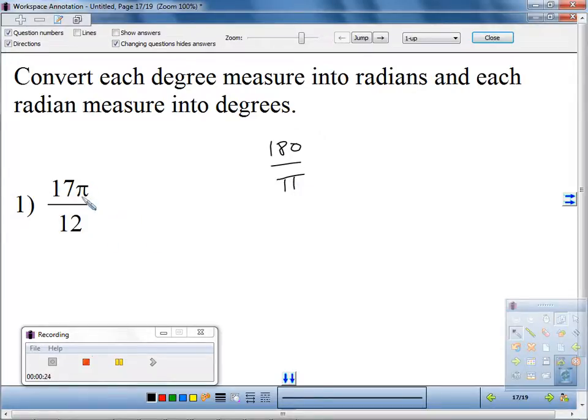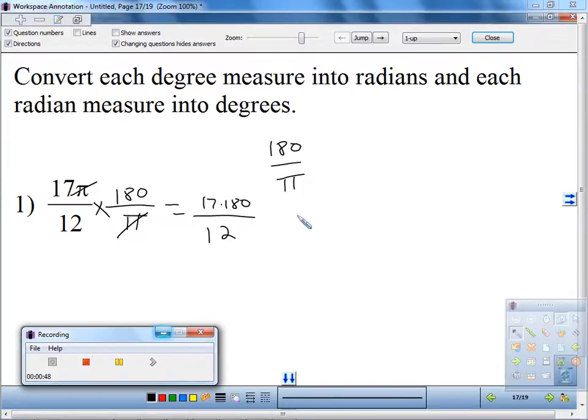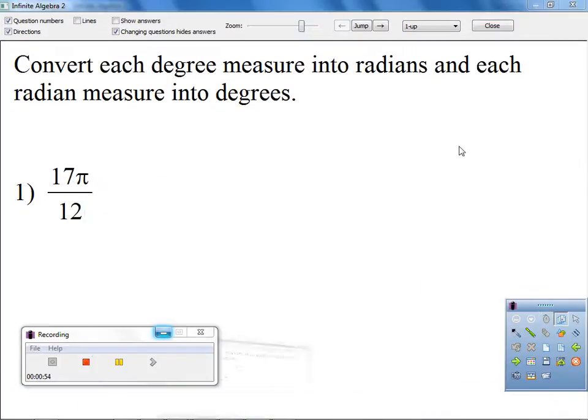So what we're going to end up doing is taking 17/12 pi and multiplying it times 180 over pi, and technically we're multiplying. Now the pi's will cancel out, and so if you take 17 times 180 and then divide by 12, that'll give you the answer to this. So we end up with 255 degrees. Alright, let's look at the next example.